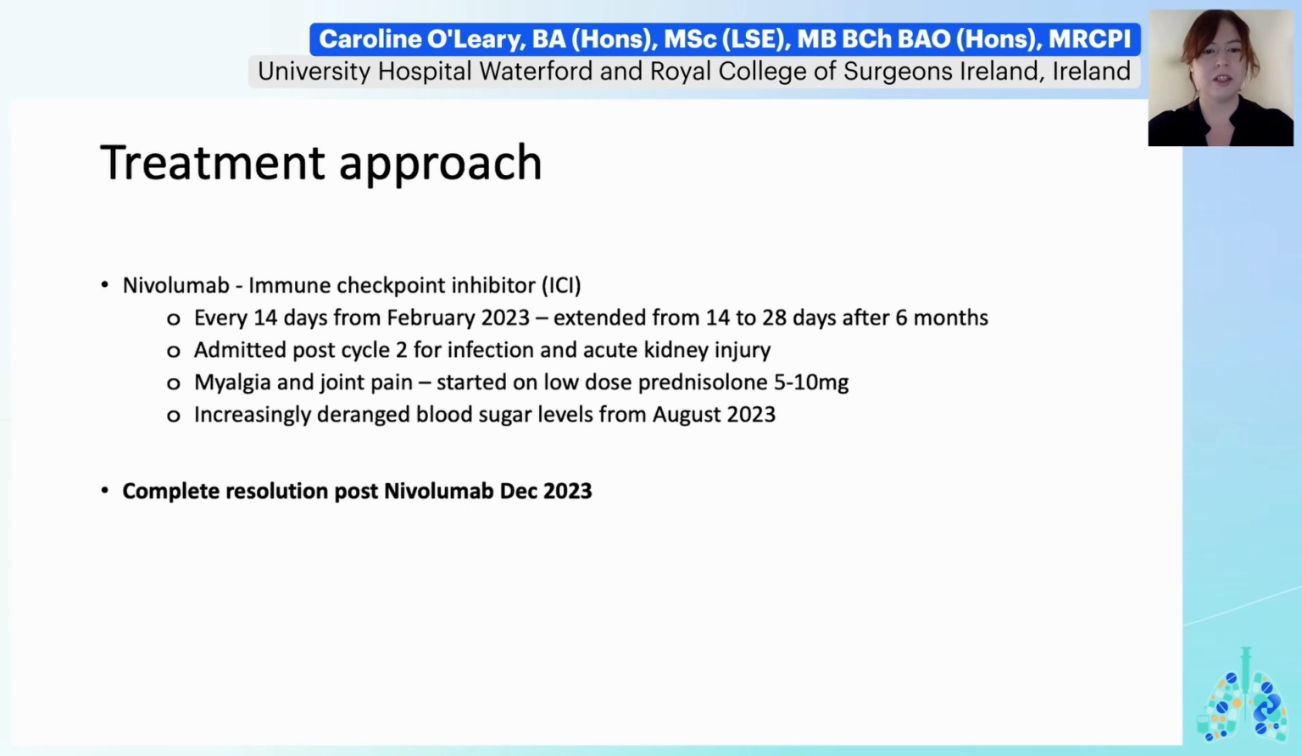He was commenced on nivolumab, which is an immune checkpoint inhibitor, and started this every 14 days from February 23. He had a couple of small complications, admitted post-cycle 2 for an infection and acute kidney injury, and had some issues with myalgias and joint pains for which he was started on a low-dose steroid. He had ongoing deranged blood sugar levels for which he attended the endocrinology department.